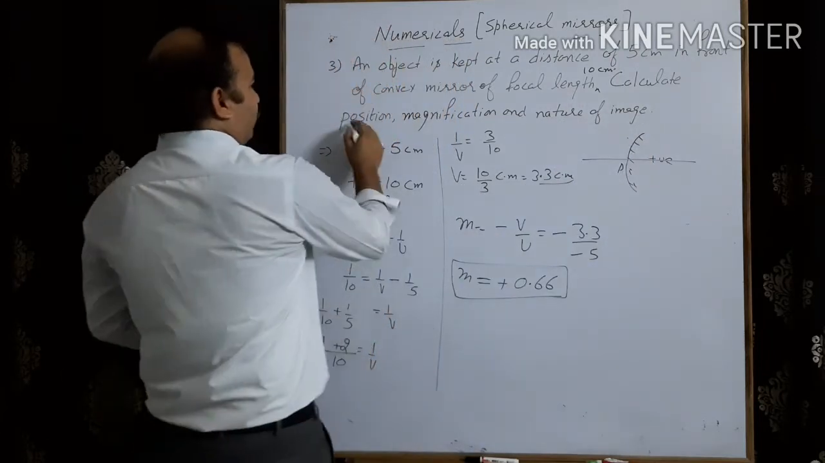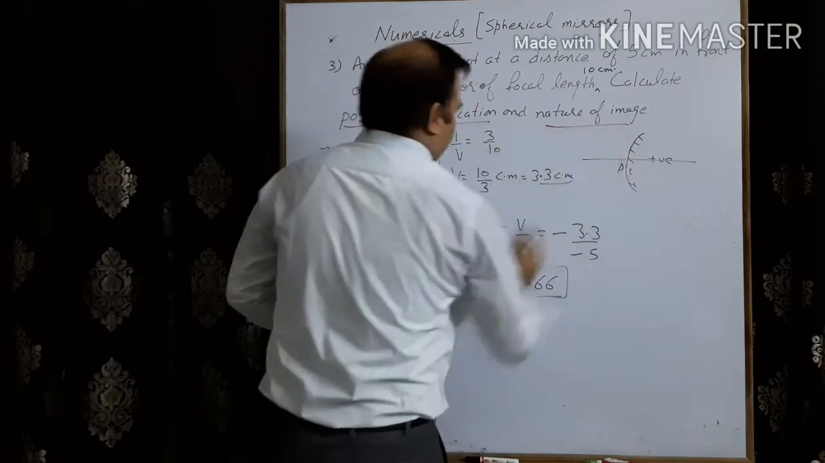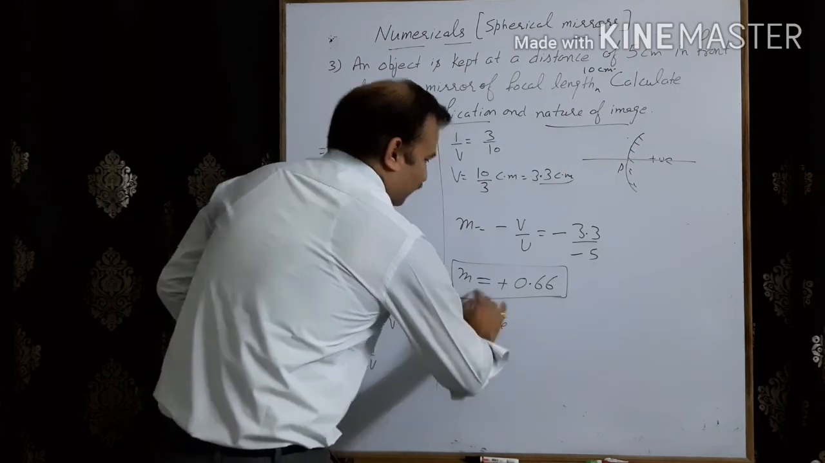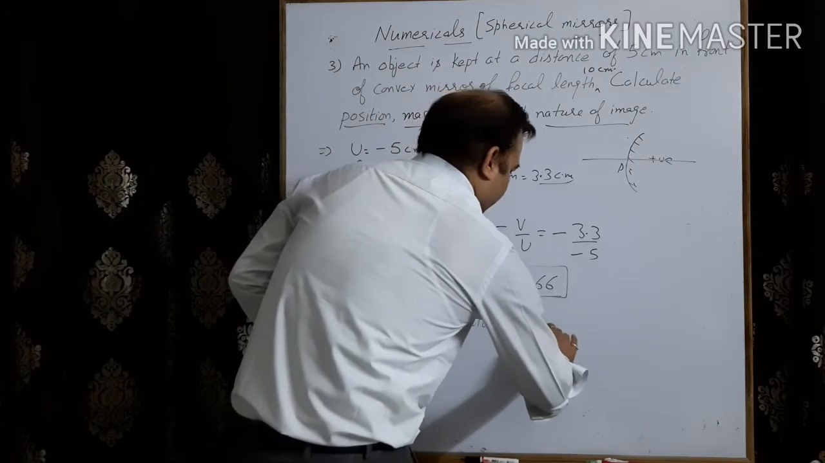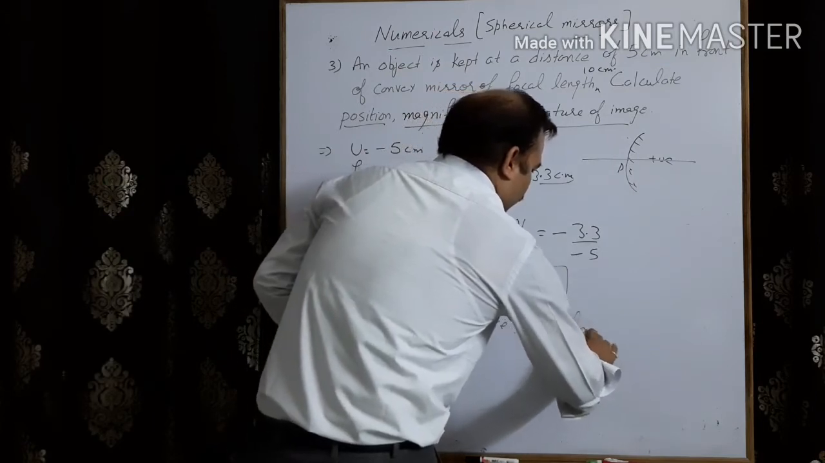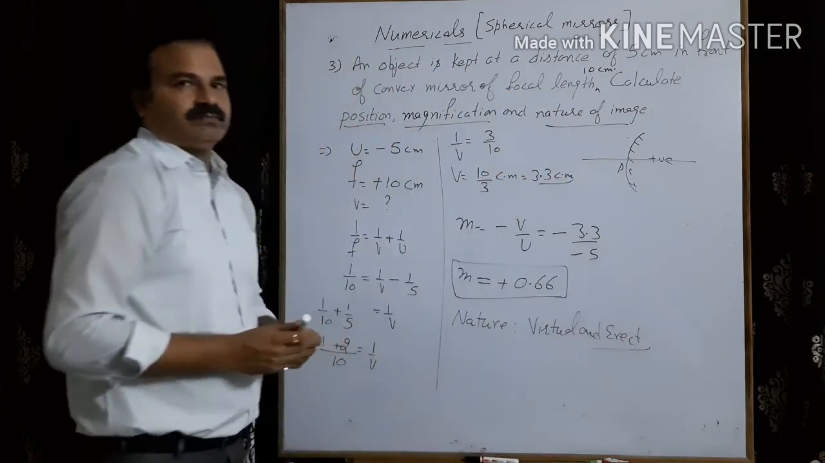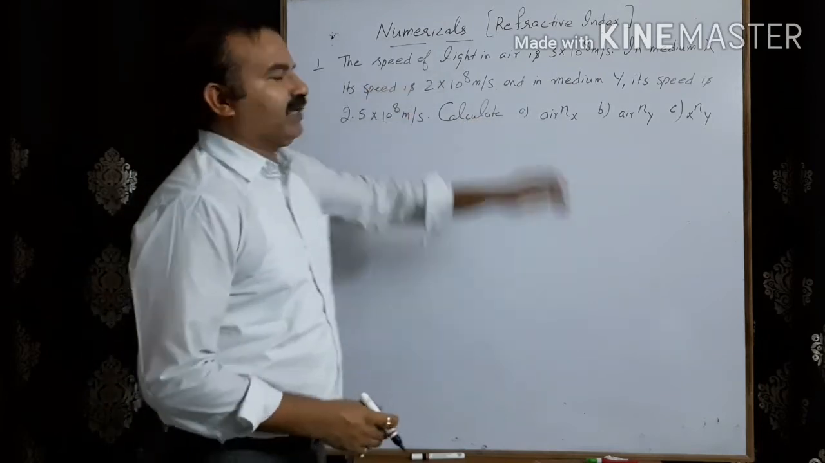Fine. So we have got the position, we have got the magnification and nature. Let us write nature. We got that magnification is plus, so that is a virtual and erect image.